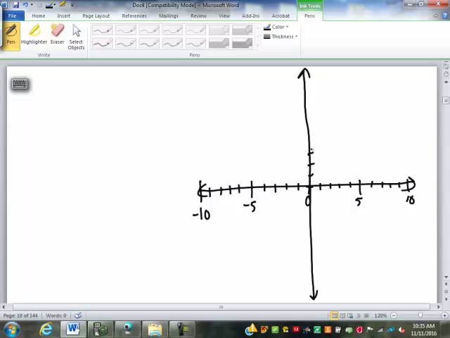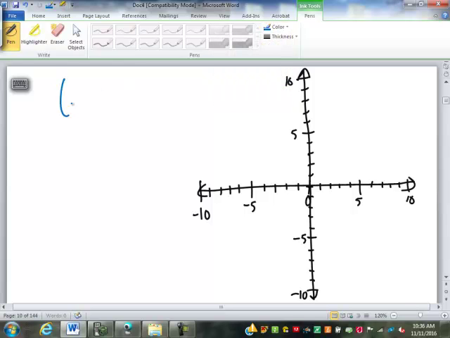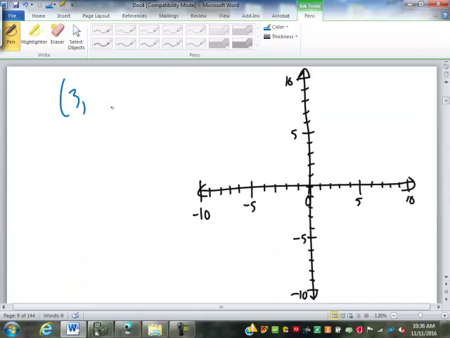Positive numbers going up. Negative numbers going down. So now to represent that pair we had, 3, was it 3, 7? Yeah, 3, 7.